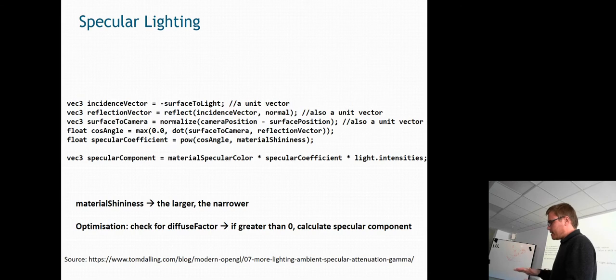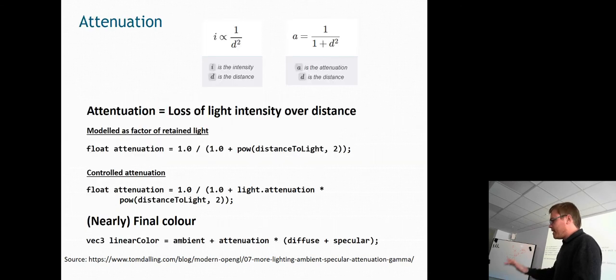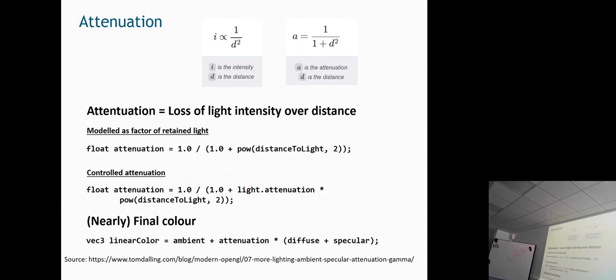The last thing is, oh no, not quite the last thing, the second last thing: attenuation. That is the loss of light over distance. The idea is that light intensity decays over distance, and you may want to model that as well. If you have a particular position that is further away from the light source or closer, you can model that decay.